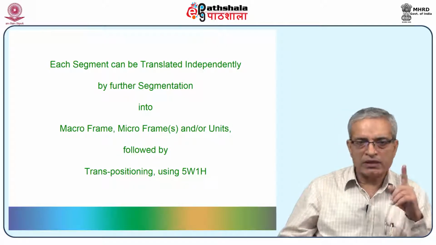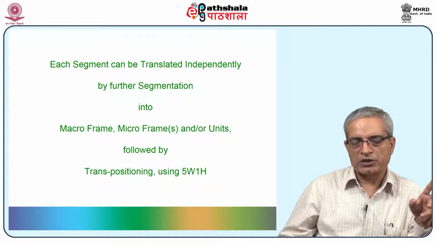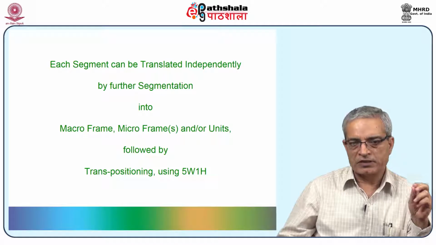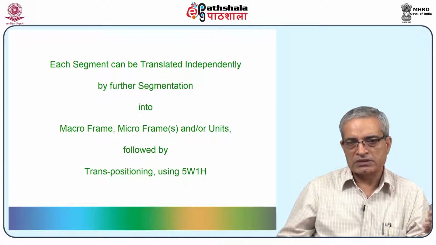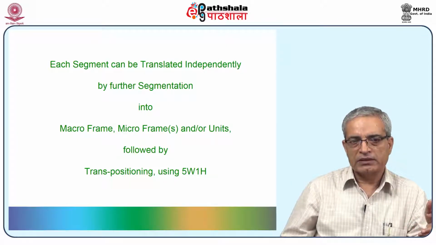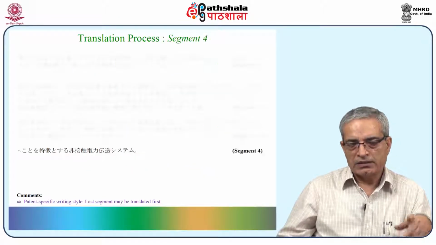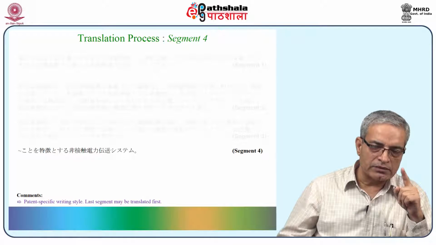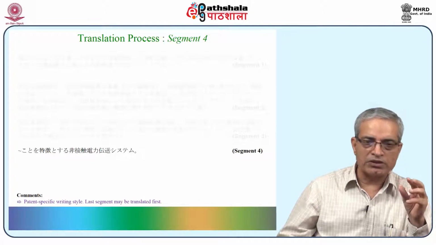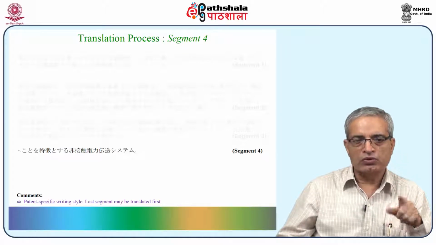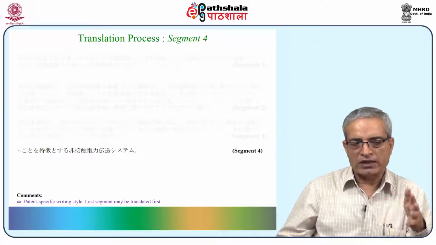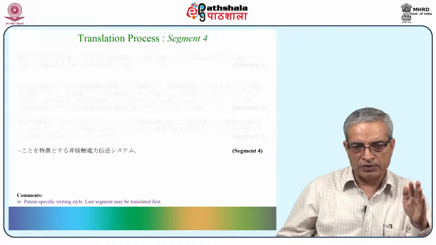So each segment can be translated independently with the 4 segments which we saw in the previous one by further segmentation into macro frame, micro frame, and or units. You can also say probably sub segments followed by transpositioning using 5W1H. As I said, there is a typical key feature in the case of patent, and that is o tokcho to suru. So in this case, koto o tokcho to suru, you can also start with o or put the koto with the previous one.